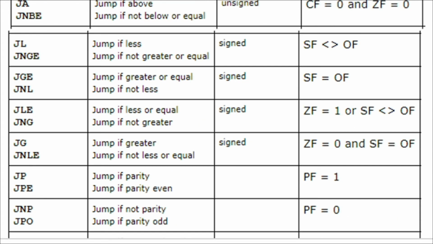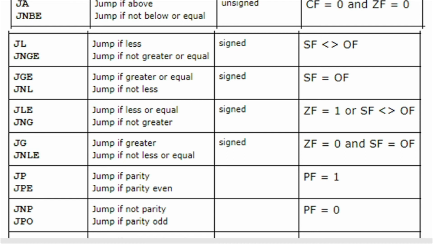Next is JL, JNGE, so jump if less and jump if not greater or equal. So they work for signed numbers, and they are triggered when SF is not equal to OF. Okay? Their counterpart JGE and JNL, jump if greater or equal and jump if not less than, which also works for signed integers, is triggered when SF is equal to OF.